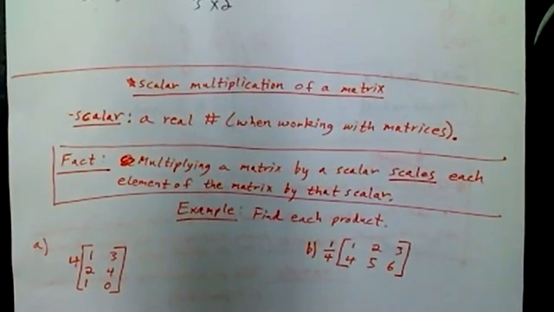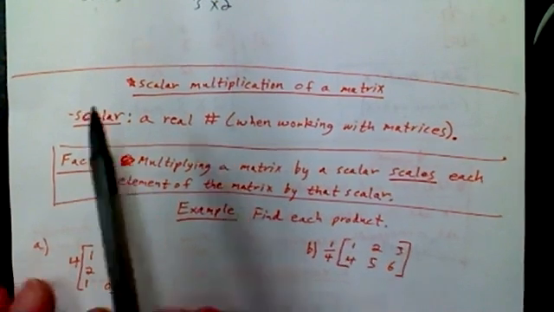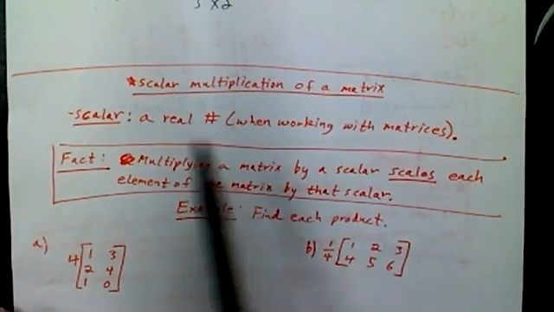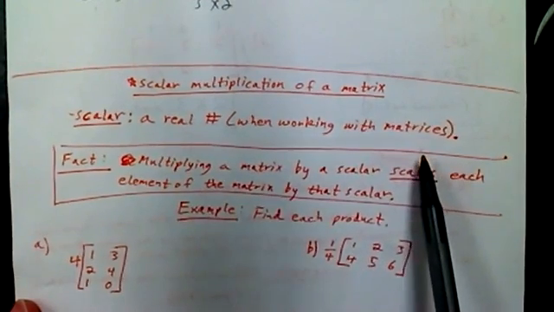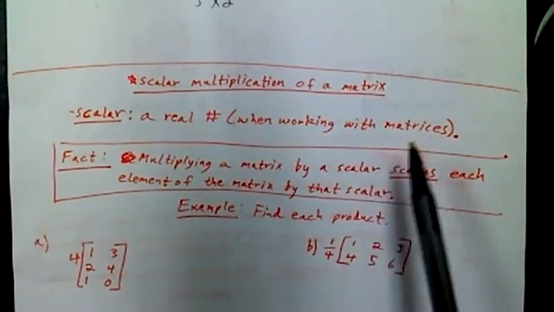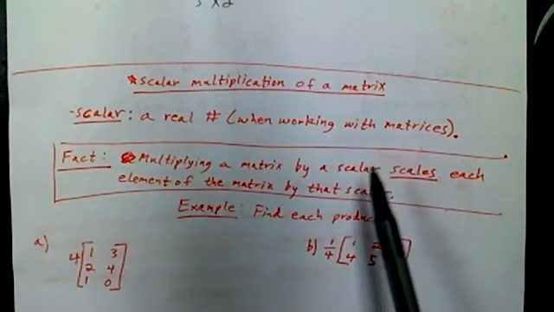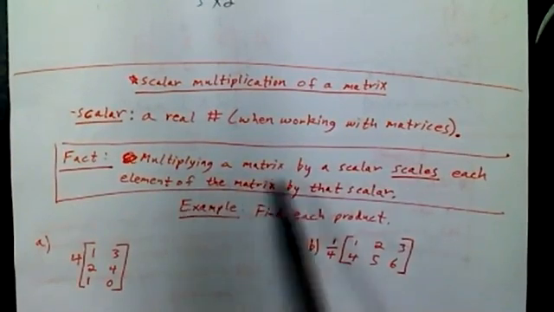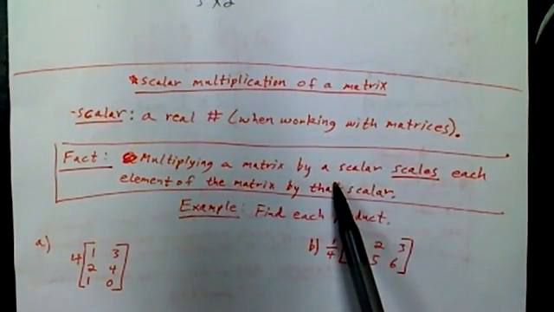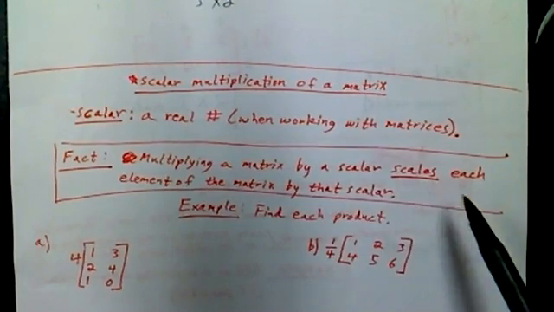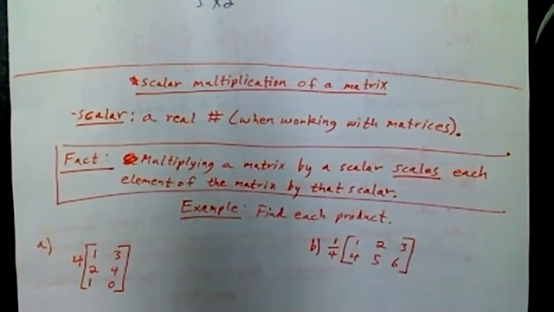Okay. So what do I mean by a scalar? Well, you can think of the word as scale, like when you scale something. Okay. So a scalar really, I mean, it's usually what we work with in math. We just don't usually call it that. It's just a real number. Okay. And we call it that when we're working with matrices, so we know the difference between, say, an element in a matrix and just a regular number, a scalar. In fact, when you're multiplying a matrix by a scalar, the scalar scales each element of the matrix by that scalar.